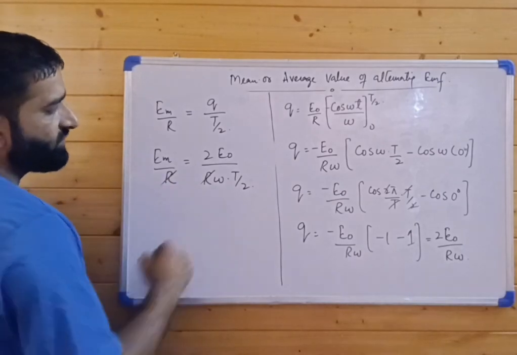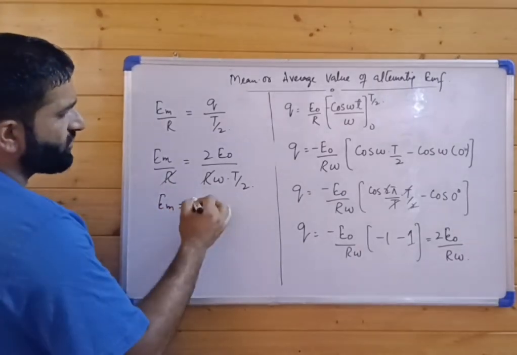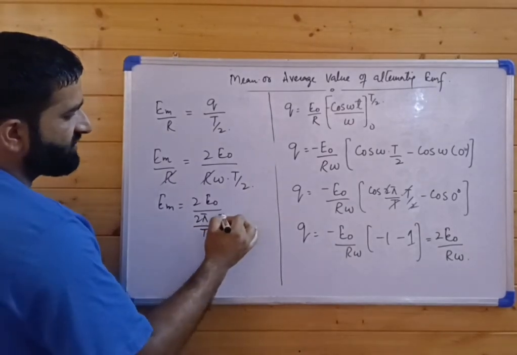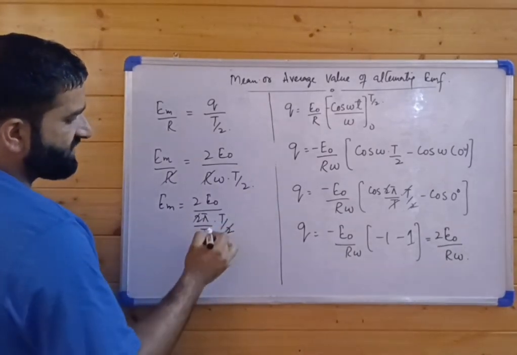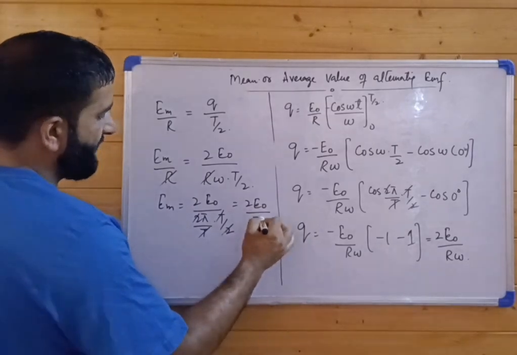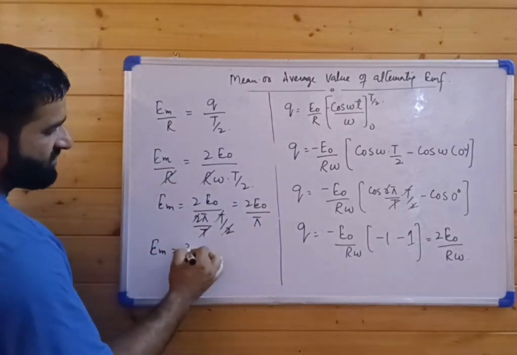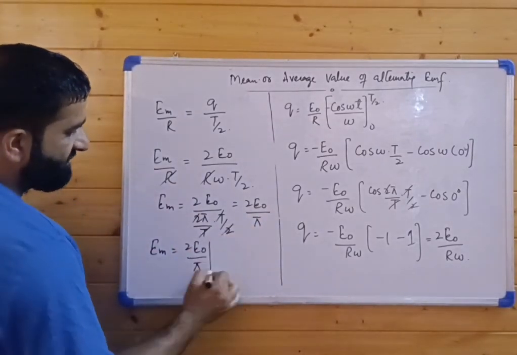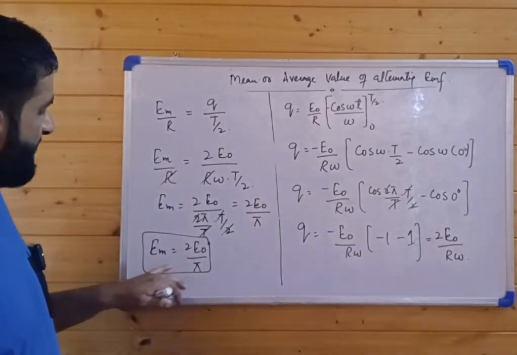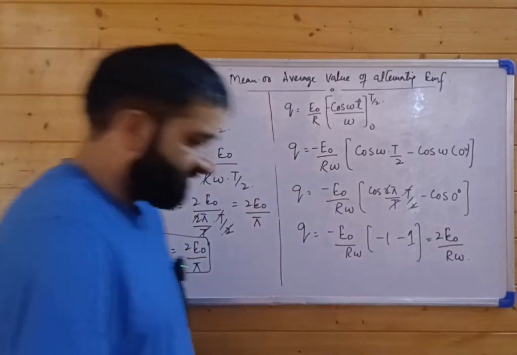R and R cancel out. So EM is equal to twice E0, taking omega as 2 pi divided by T into T divided by 2. 2 and 2 cancel out, T and T cancel out. It comes out to be twice E0 divided by pi. So EM is equal to twice E0 divided by pi, where E0 is the maximum value or the amplitude of the alternating EMF, and EM is the mean or the average value.